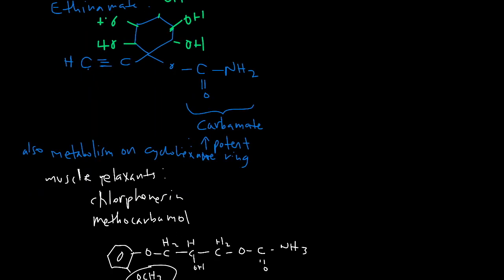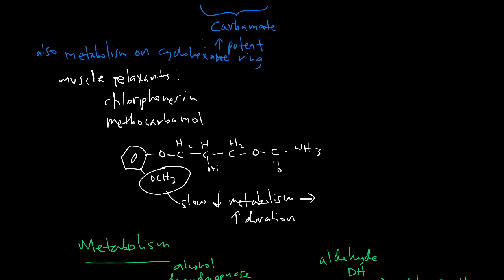Your muscle relaxants include chlorphenesin and methocarbamol. Quick quiz! Brand name of methocarbamol. Robaxin. Is that right? Did I get that right? Ooh, that's awkward. Yeah, Robaxin. Okay. What makes methocarbamol special is that this methyl group makes the compound more slowly metabolized, which increases duration of action. And here's your carbamate group.